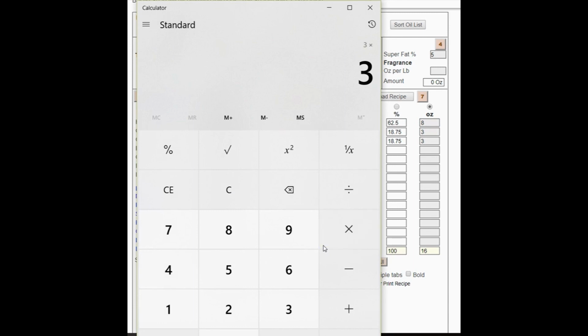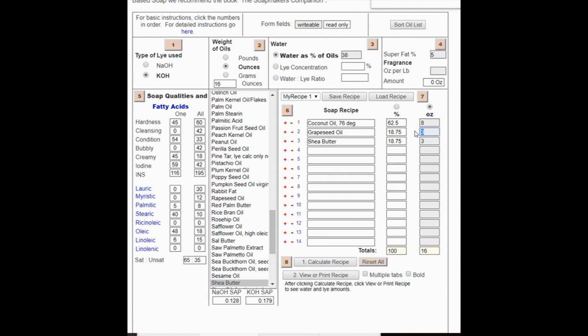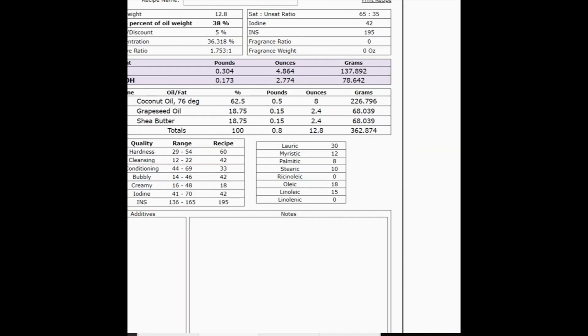3 ounces times 80% is 2.4. So we're going to do 2.4 and 2.4. So that's 80% of our oils. And we're going to calculate it and we're going to view it. And boom, it's the exact 2.774 that we did in the calculator ourselves, right? Yes, it is. See? There you go.